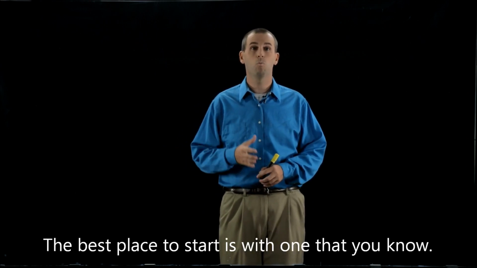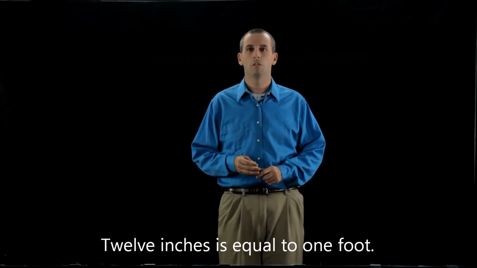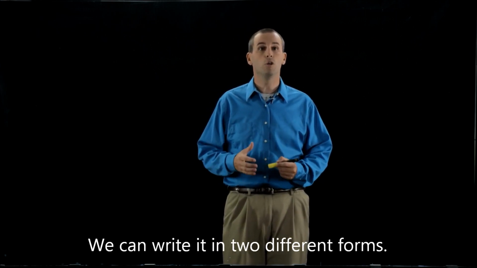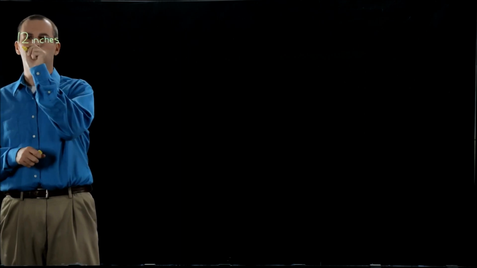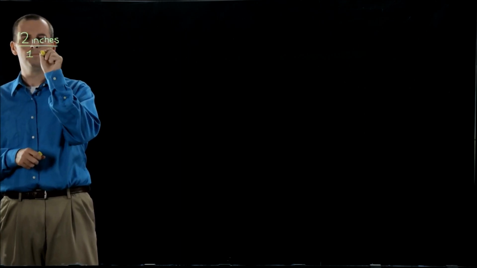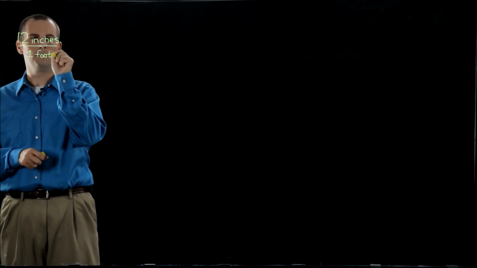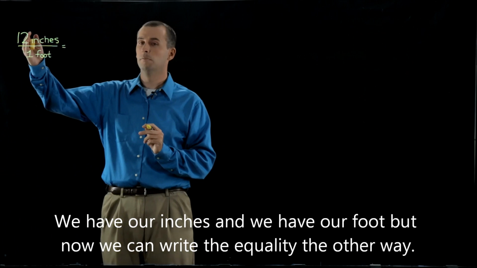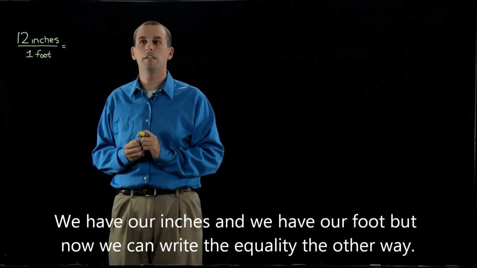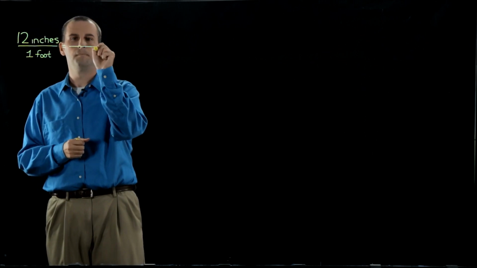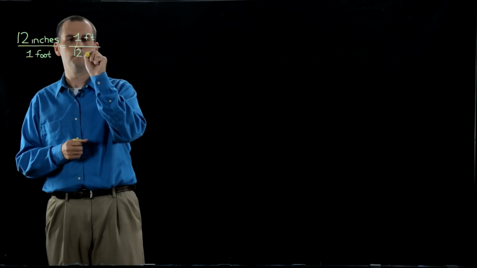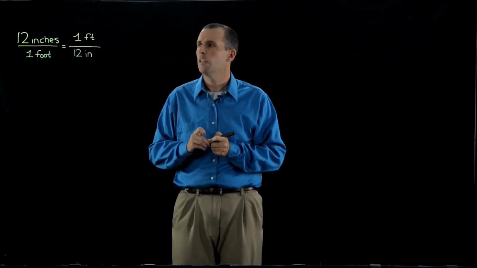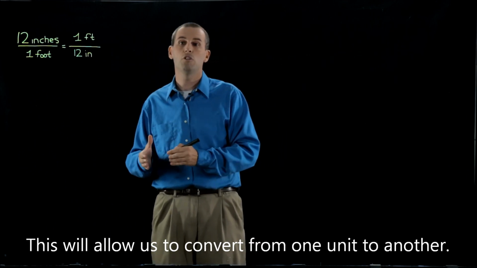The best place to start is with one that you know. 12 inches is equal to 1 foot. We can write it in two different forms. We have our inches and we have our foot. But now we can write the equality the other way. This will allow us to convert from one unit to another.